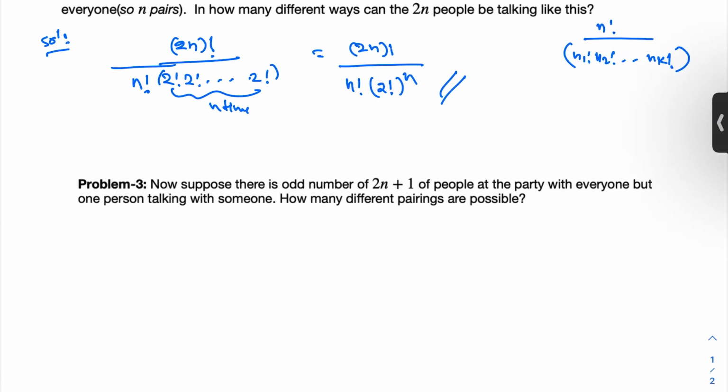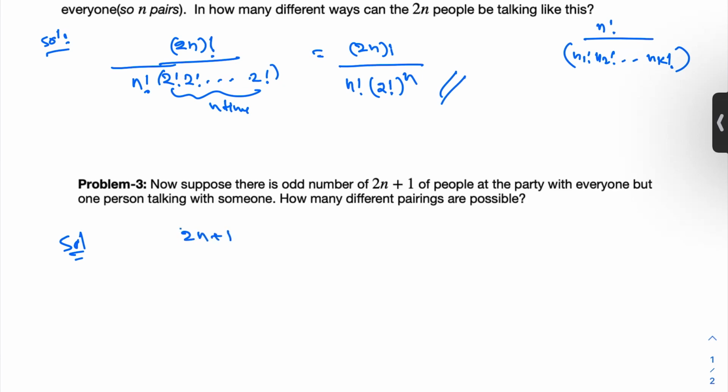Next, problem 3. Now suppose there is an odd number, 2n plus 1, of people at the party, with everyone but one person talking with someone. How many different pairings are possible? Again, the problem is similar. This time we have to divide these 2n plus 1 people into n plus 1 groups of size 2, 2, 2, 2 and 1. That is, n groups of size 2 and 1 group of size 1. So again, how many ways can we do that?